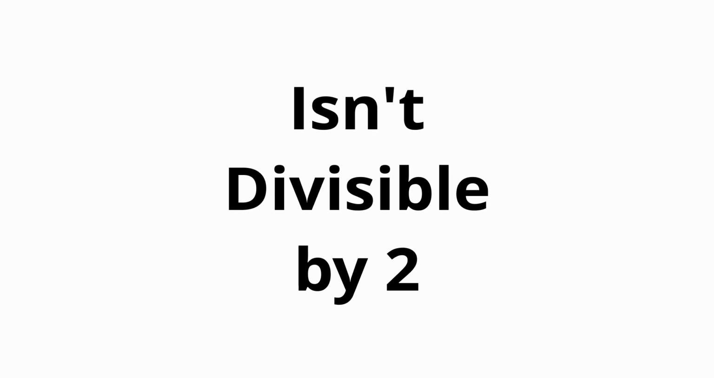An even number is a number that is divisible by 2, such as 28, 42, and 100. An odd number is a number that isn't divisible by 2, such as 9, 51, and 63.